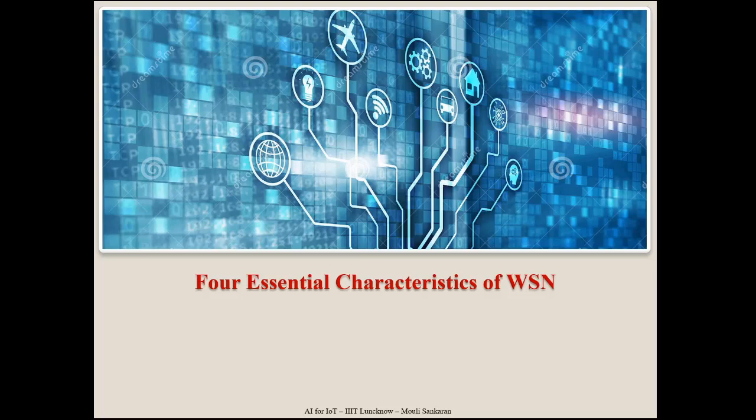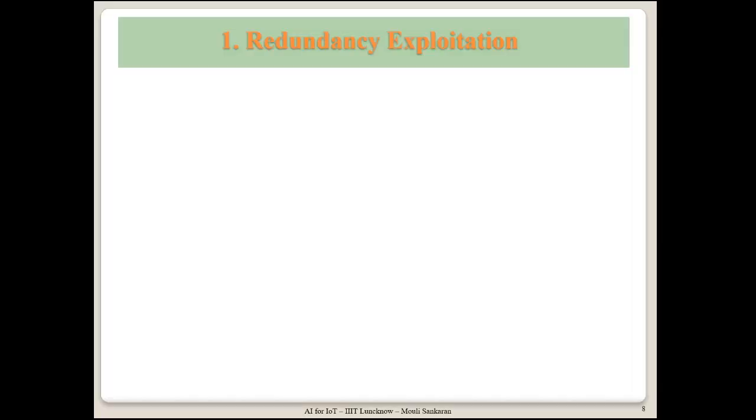Now, having learned about what a WSN or wireless sensor network is, let us see the four major essential characteristics of this network. One is redundancy exploitation. From the name you can make out that the WSN covers a large area, and it has many sensors in it.